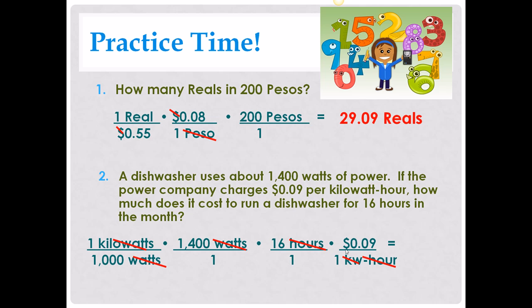A dollar sign. And my denominator? Nothing. And all it wanted to know was the cost. So it is set up correctly. So I have 1 times 1,400 times 16 times 0.09, and we're going to divide it by 1,000 times 1 times 1 times 1. Okay, so divide by 1,000, and you should get $2.02 would be the cost for running the dishwasher for 16 hours for the month.